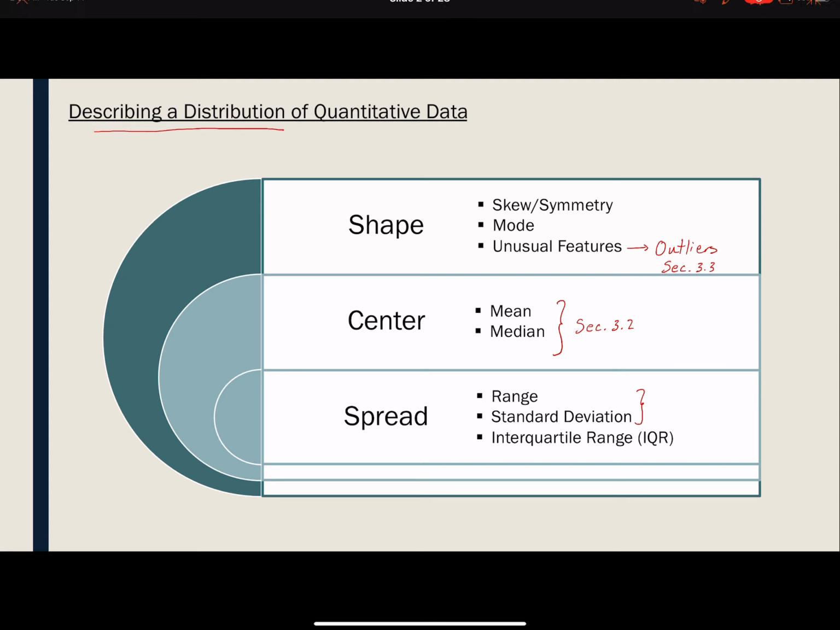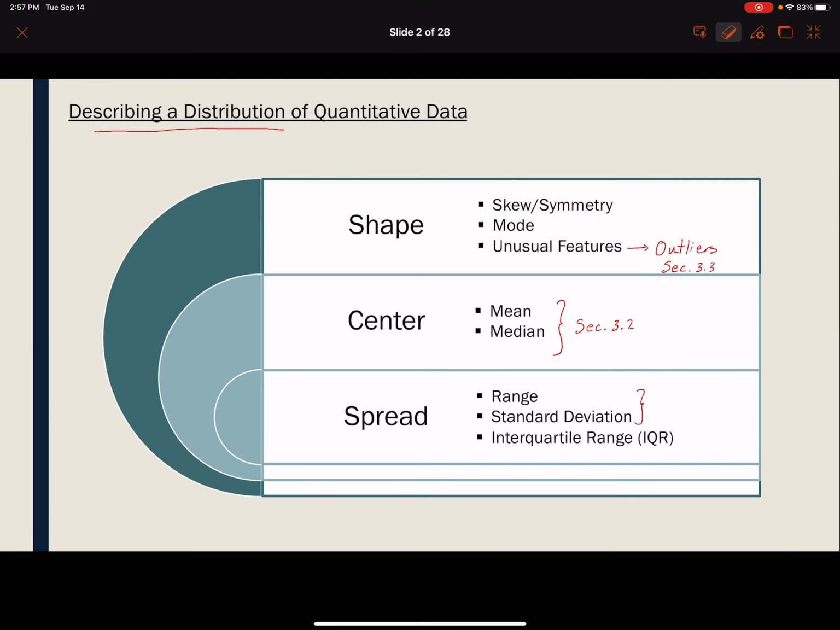This is 3.1. It's the center that comes in section 3.2. And then we'll also talk about another measure for the spread, the interquartile range, which comes along with box plots. So this is from section 3.3. We will have other ideas and skills within these sections, the empirical rule, z-scores, things like that. But when it comes to describing a distribution, this is kind of where everything is with that skill.